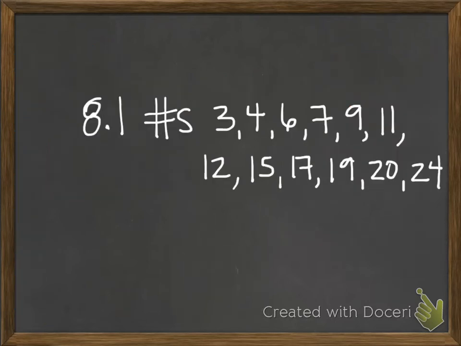Alright, so the problems for 8.1, if you choose to work ahead, are 3, 4, 6, 7, 9, 11, 12, 15, 17, 19, 20, and 24. And it seems like a whole lot, but I don't think it's going to take you near as long as you think it's going to take.